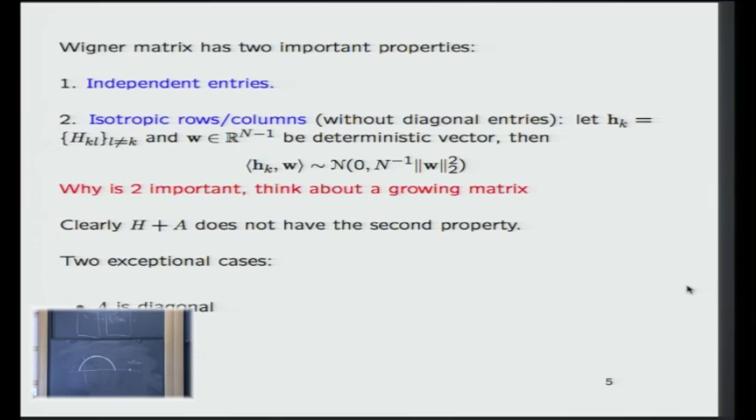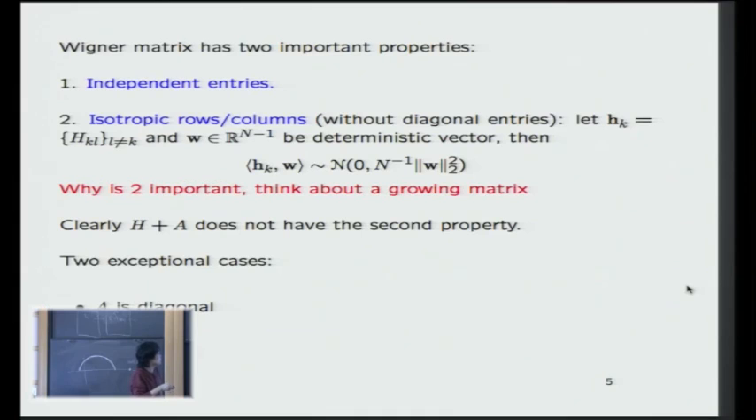So, because of these two reasons, we tried the H plus A before, but it didn't work. But there are two special cases. It's doable, still very hard. One is if A is diagonal. If it's diagonal, then of course, at least in H plus A, they satisfy these two conditions. And another case is H is GOE.